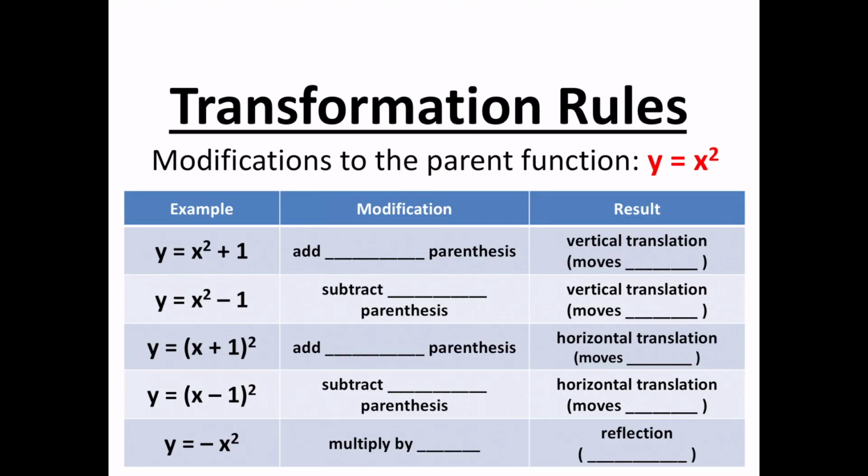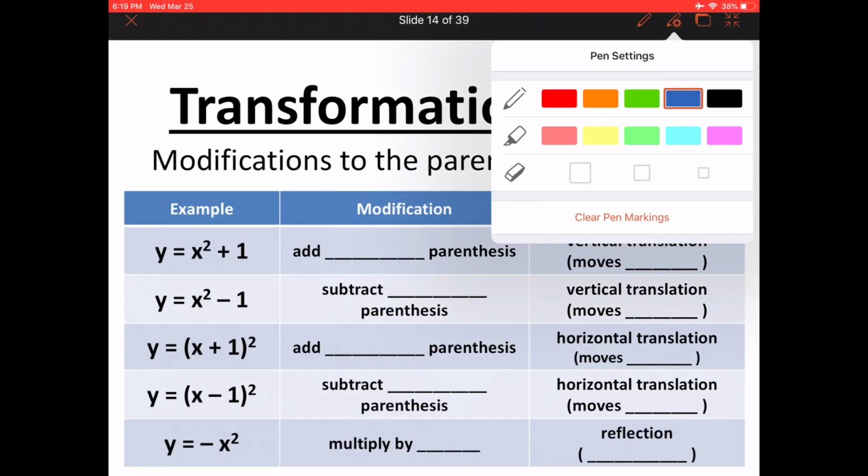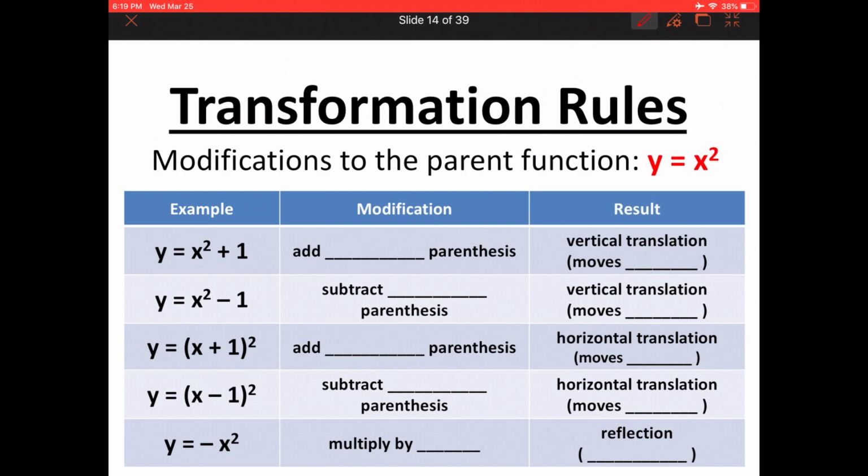So let's look at our transformation rules here as a whole. This summary slide is super important, guys. This is our last slide here of the PowerPoint. Okay, and let's talk about modifications that we can make to the parent function. Remember, these are all transformations that we are making to this parent function. So this was the first activity we did, and notice we added outside parentheses.